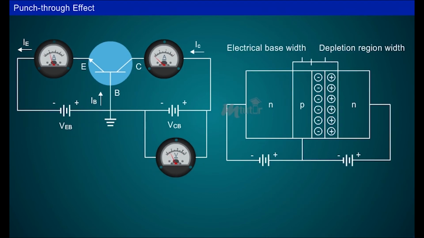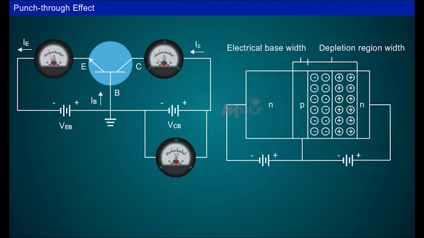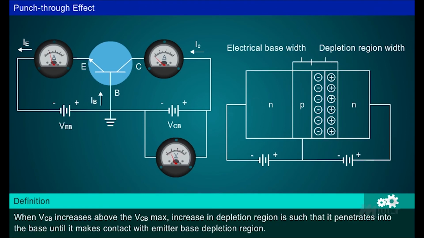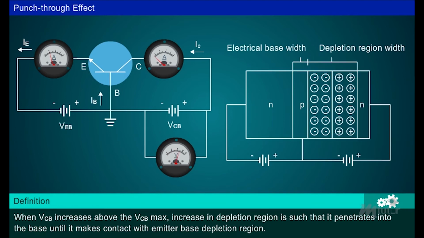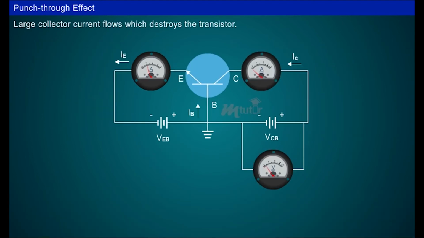When collector to base voltage increases, width of the depletion region at the junction increases. When VCB increases above the VCB max, increase in depletion region is such that it penetrates into the base until it makes contact with emitter base depletion region. This condition is called punch-through or reach-through effect. When this situation occurs, breakdown occurs, that is, large collector current flows which destroys the transistor.